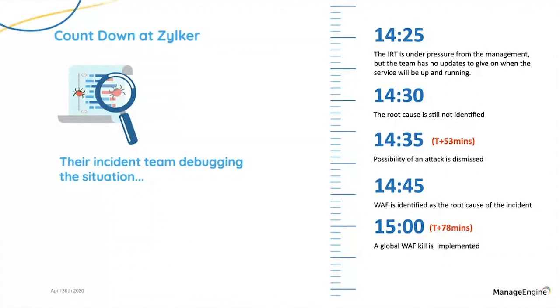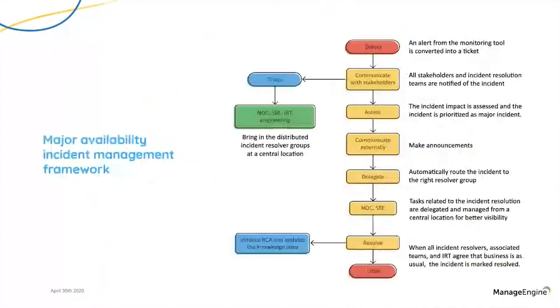Now, you may argue that they had all the tools in place. There are monitoring tools, application monitoring tools that send out alerts, but what else could be wrong? Well, here we go. Here is a framework that we primarily use at Zoho when we want to handle major incidents. This is a set of processes that we follow to make sure we start firefighting at exactly the right time and keep everything on track.